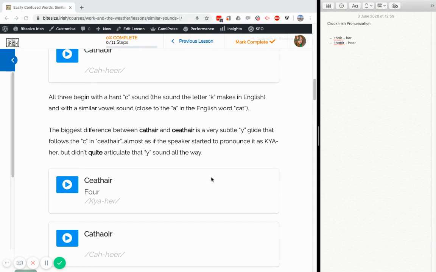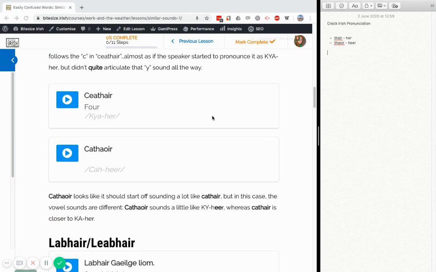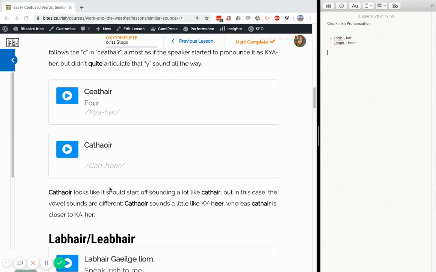We see that all three begin with that hard C, the 'k'. We've already gone through this, but the only difference really between the first two is the Y glide. And then the third sounds similar, but we have the 'here' at the end, the A-O-I-R.